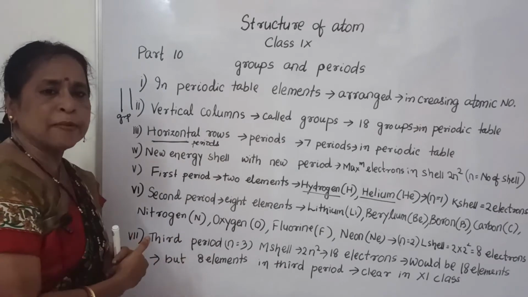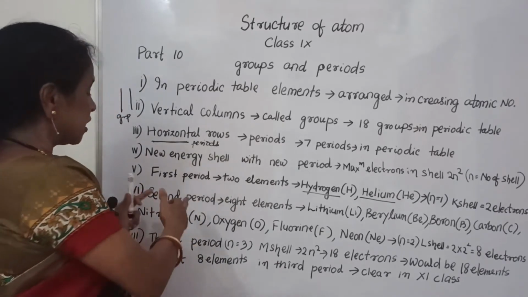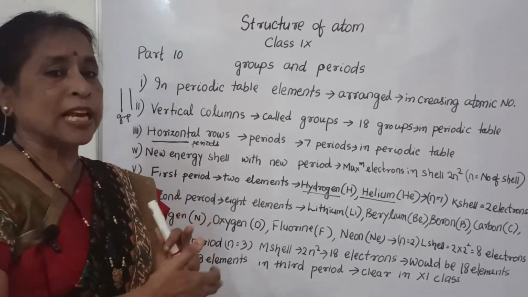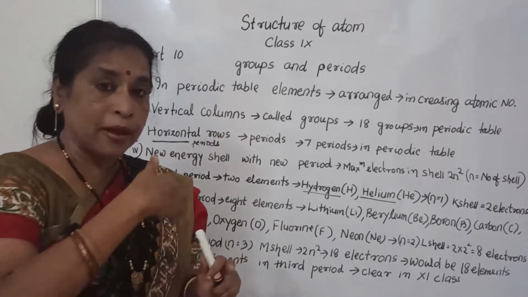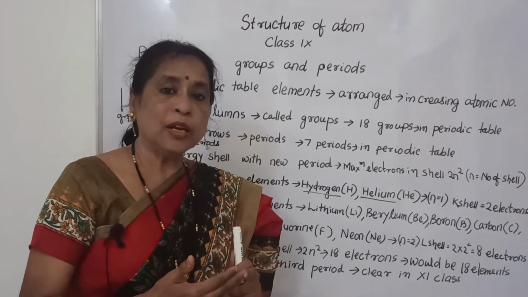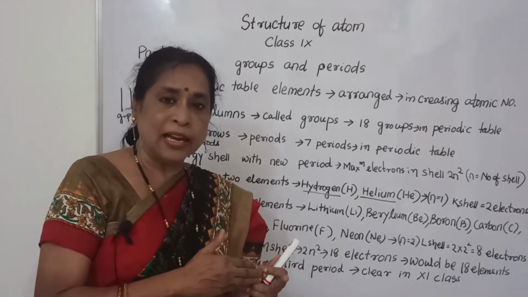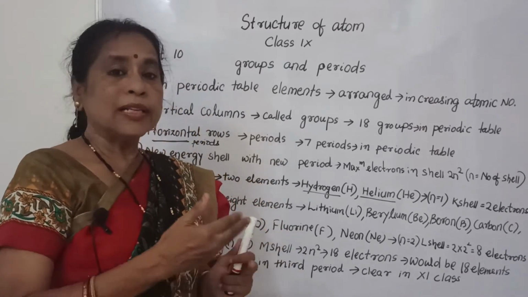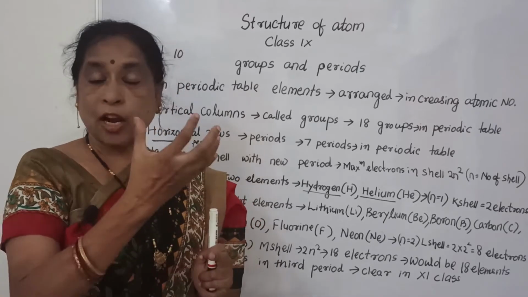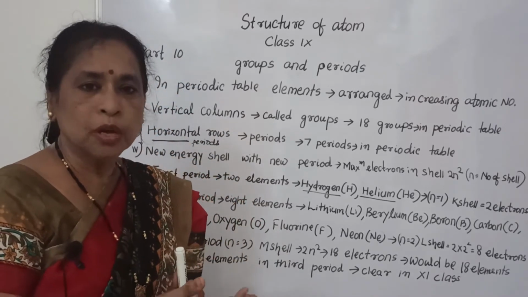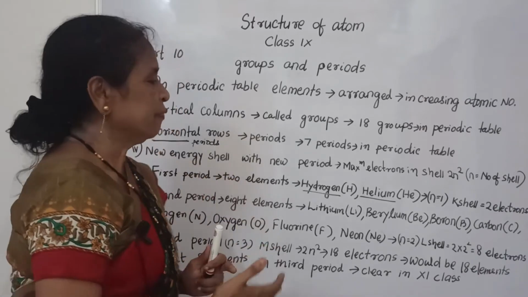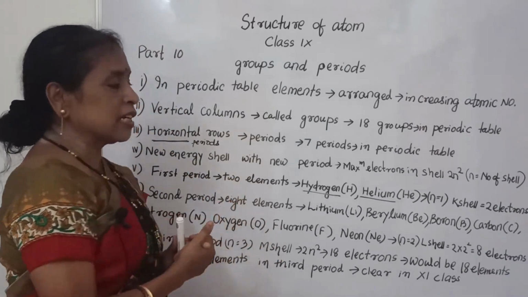Then come to the second period. What happened in the second period? Second period means, as I told, a new energy shell, n equal to 2. If n equal to 2, what is the shell? That is L. If n equal to 2, what is the maximum number of electrons according to the formula 2n square? What is n here? 2. What is the shell here? L shell. Then here the answer is 8.